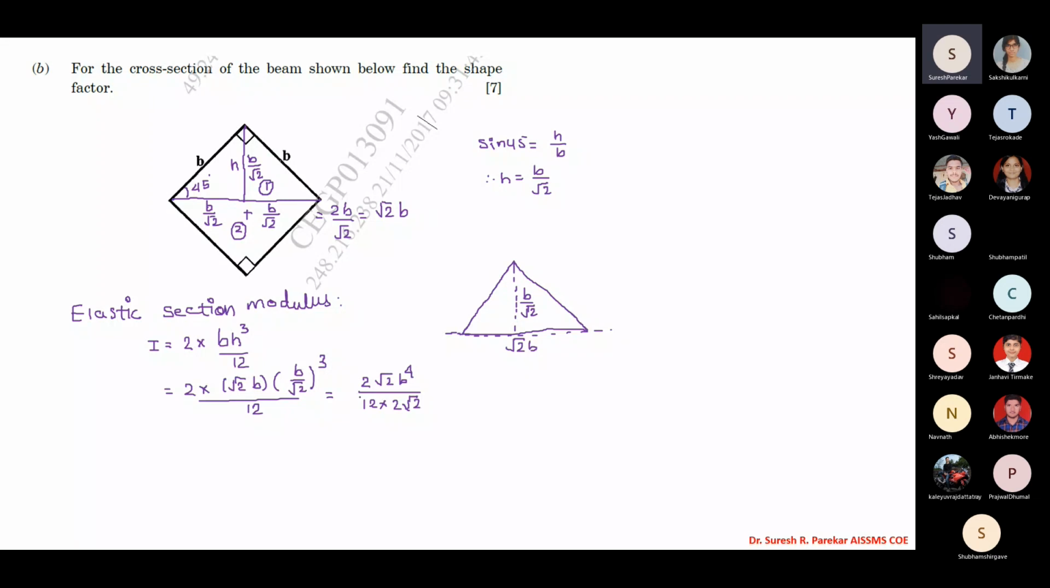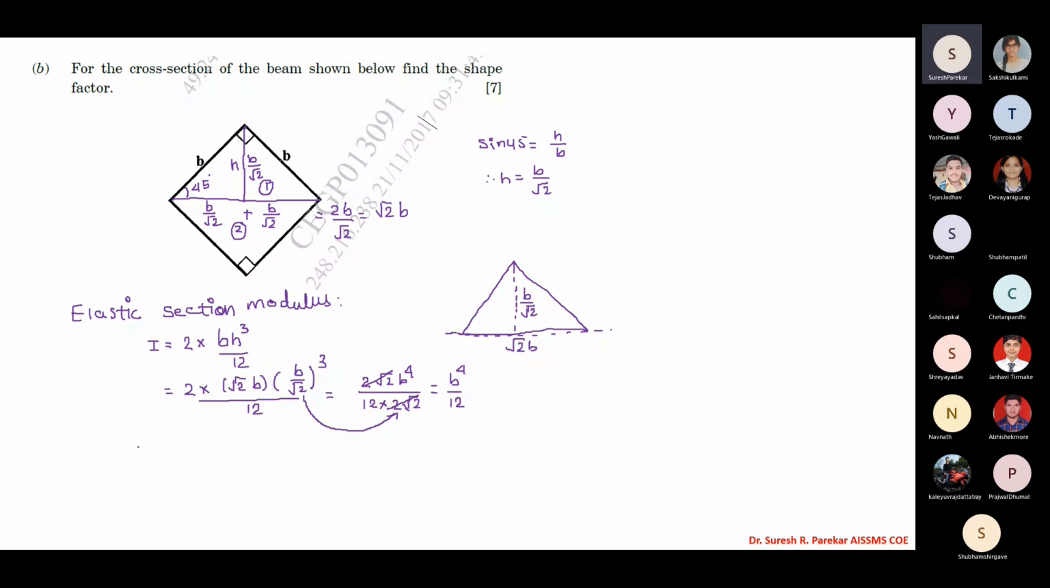And here we have taken by 2. Now this is B by root 2, so this is cube. Therefore root 2 cube becomes 2 root 2. And this 2 root 2 gets cancelled. We have B to the power 4 by 12.